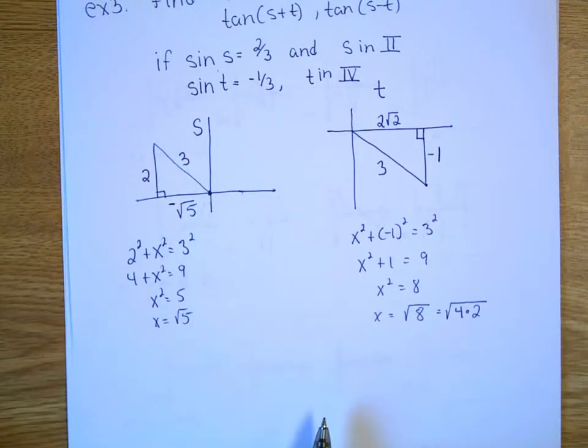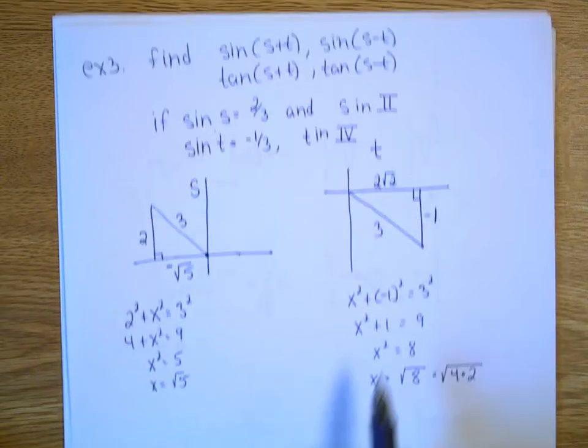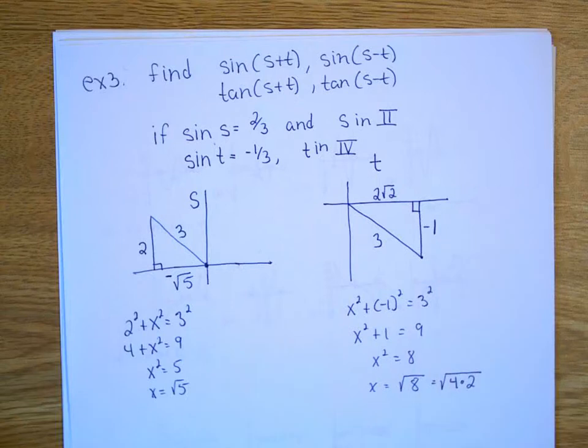Wait, why did you do 4 times 2? Because that's what 8 is. Yeah, but why? So I can put it in simplest radical form, 2 square root of 2.